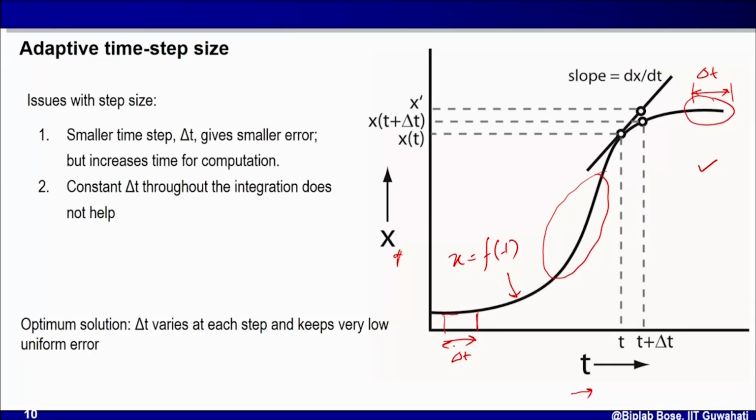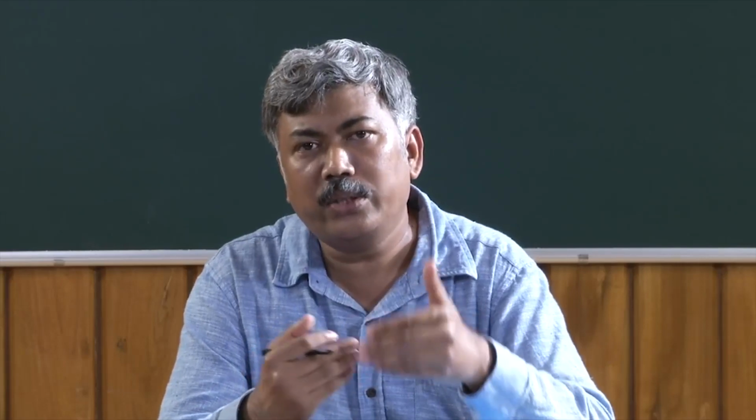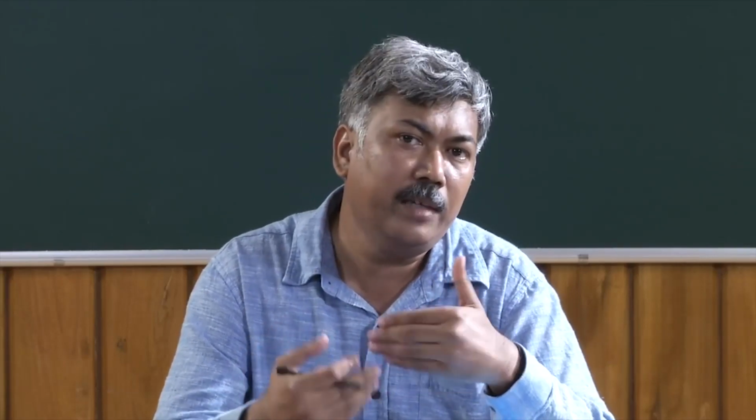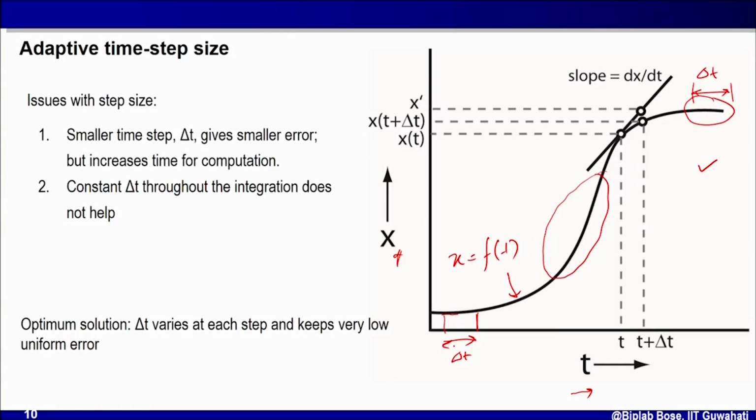Maybe where x is not changing much with time, I can use a large delta t and reduce time of computation. And then where in the region of the function where x is changing very fast with respect to time, I use small delta t increment so that I get less error. That means I have to adapt my delta t along my solution. As I am solving this ODE, I should keep on changing or adapting delta t based on the need, based on the function. So that's what we call adaptive time step size algorithm.